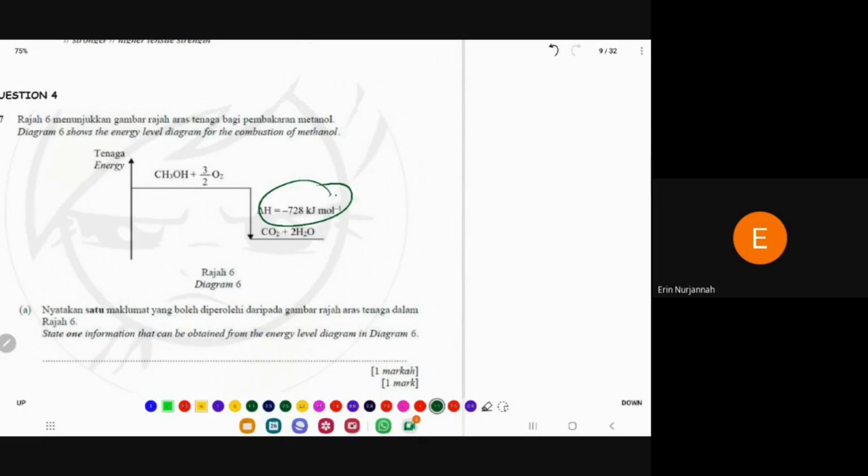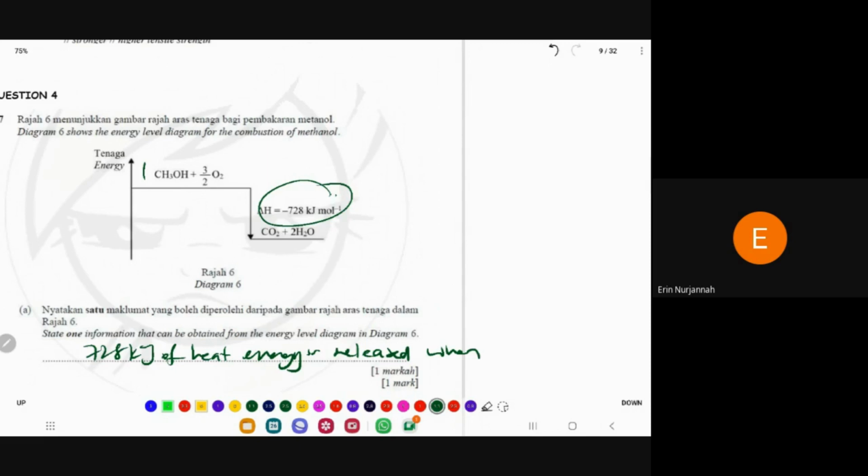I repeat. 728 kilojoule of heat energy is released when 1 mole. This one is actually asking for a definition. Still, remember what's the definition of heat of combustion? Amount of heat released when 1 mole of substance is completely burned in excess oxygen. 1 mole of alcohol, 1 mole of substance, okay?